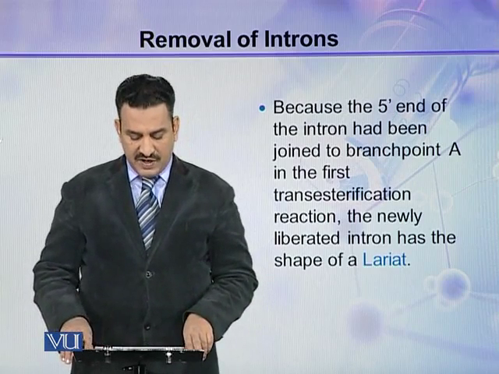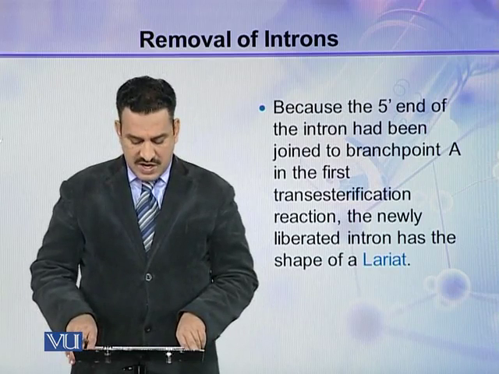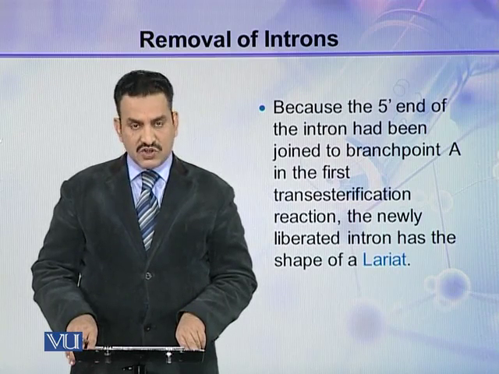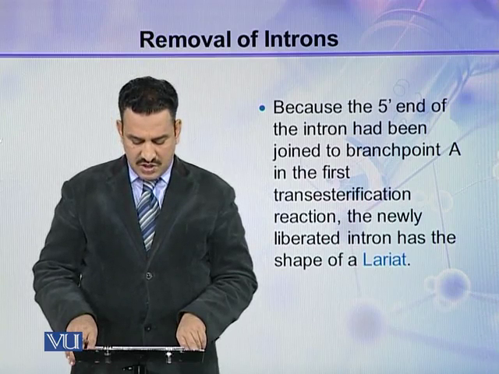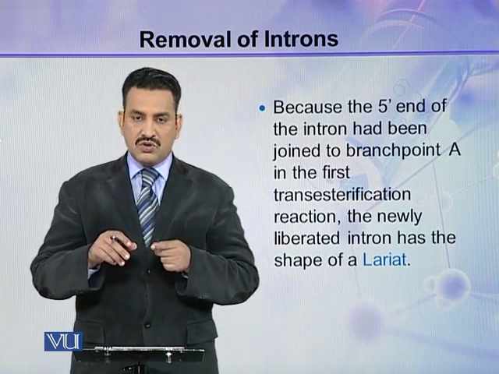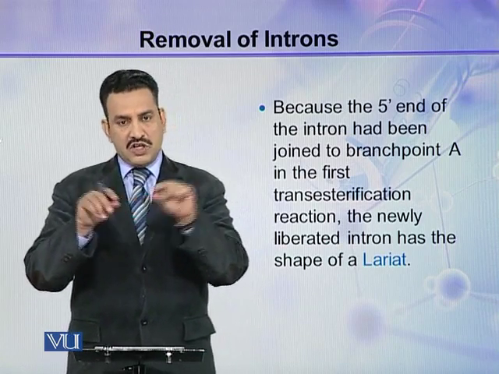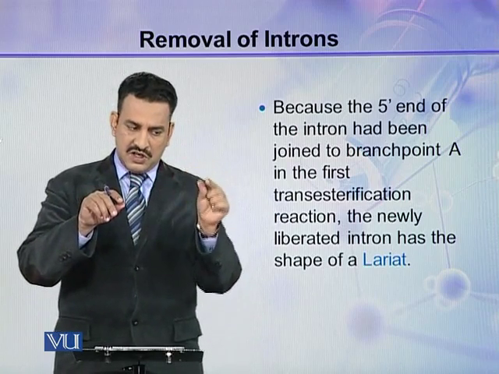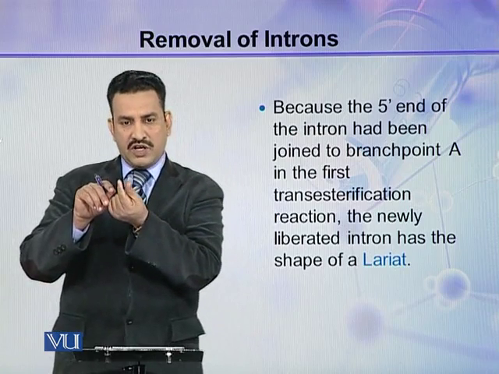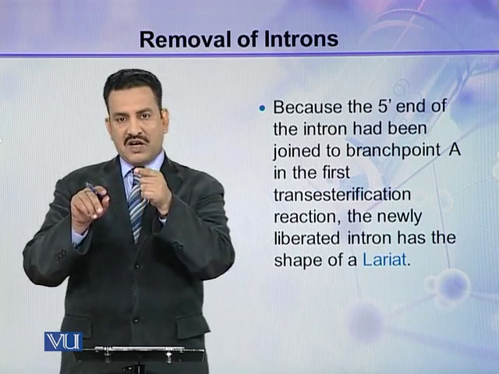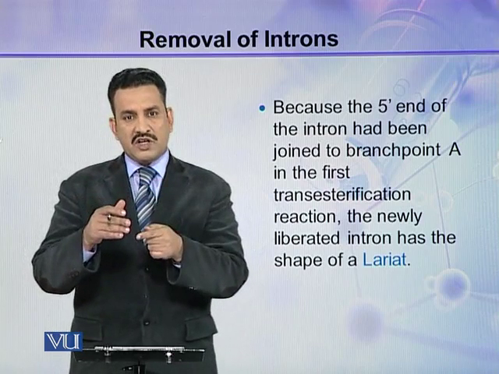Because the 5' end of the intron had been joined to the branch point A in the first transesterification reaction, the newly liberated intron has the shape of a lariat. So the intron has curved and formed a junction with the A. So this forms a lariat.